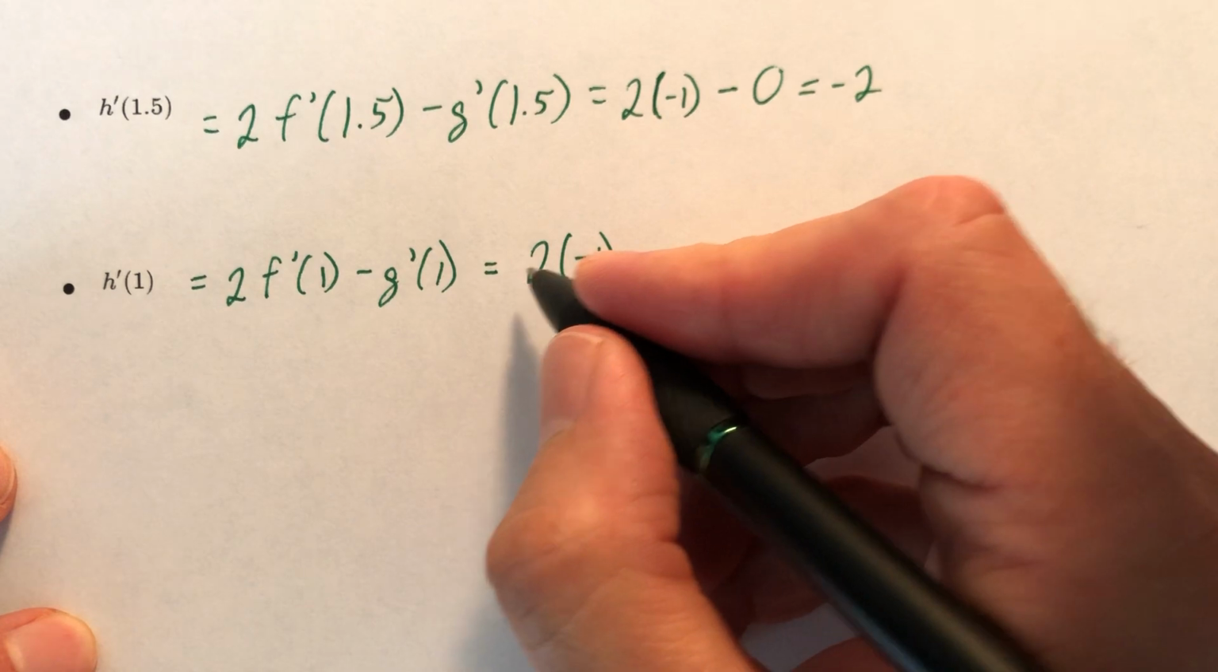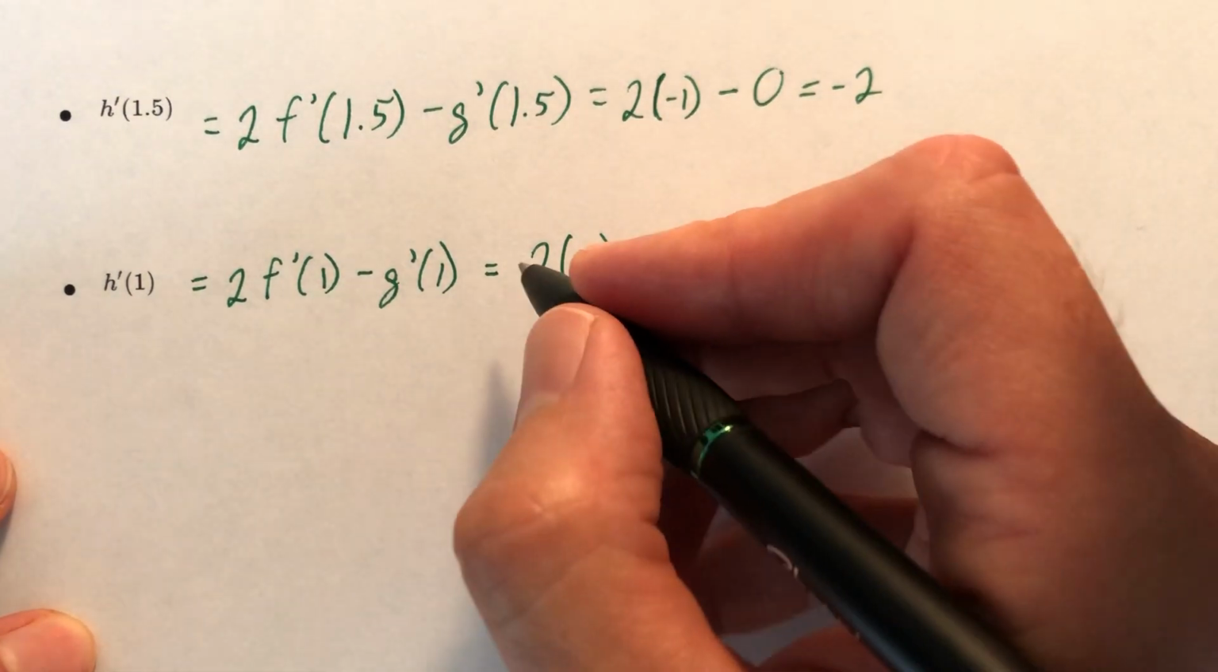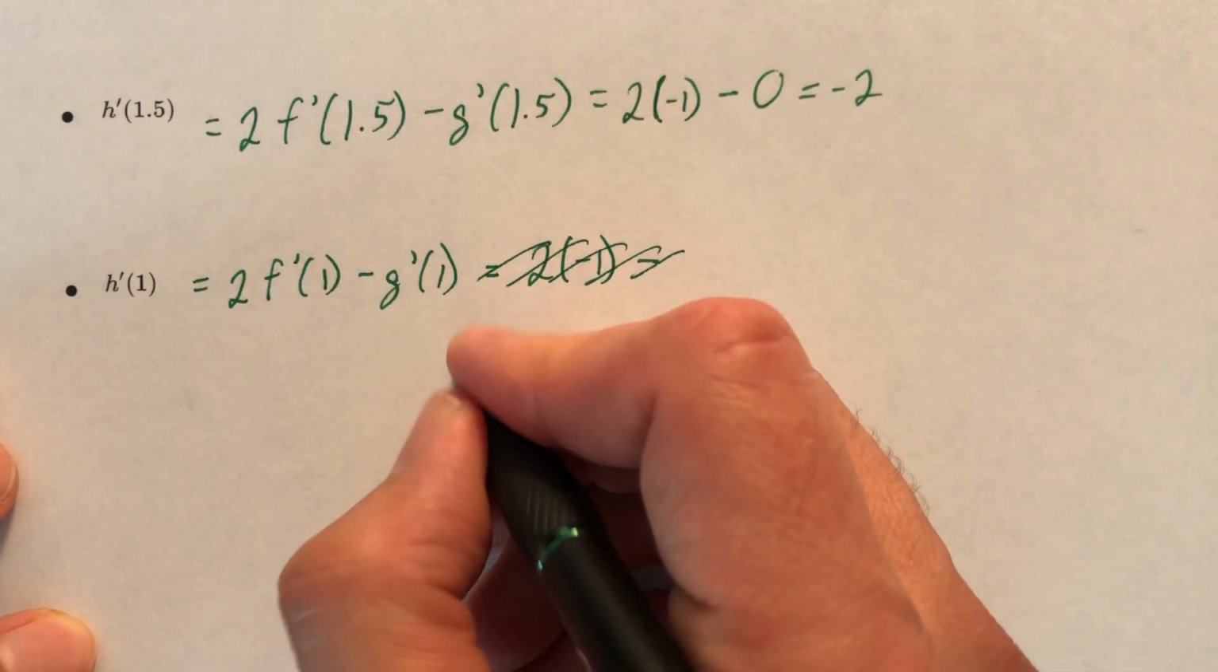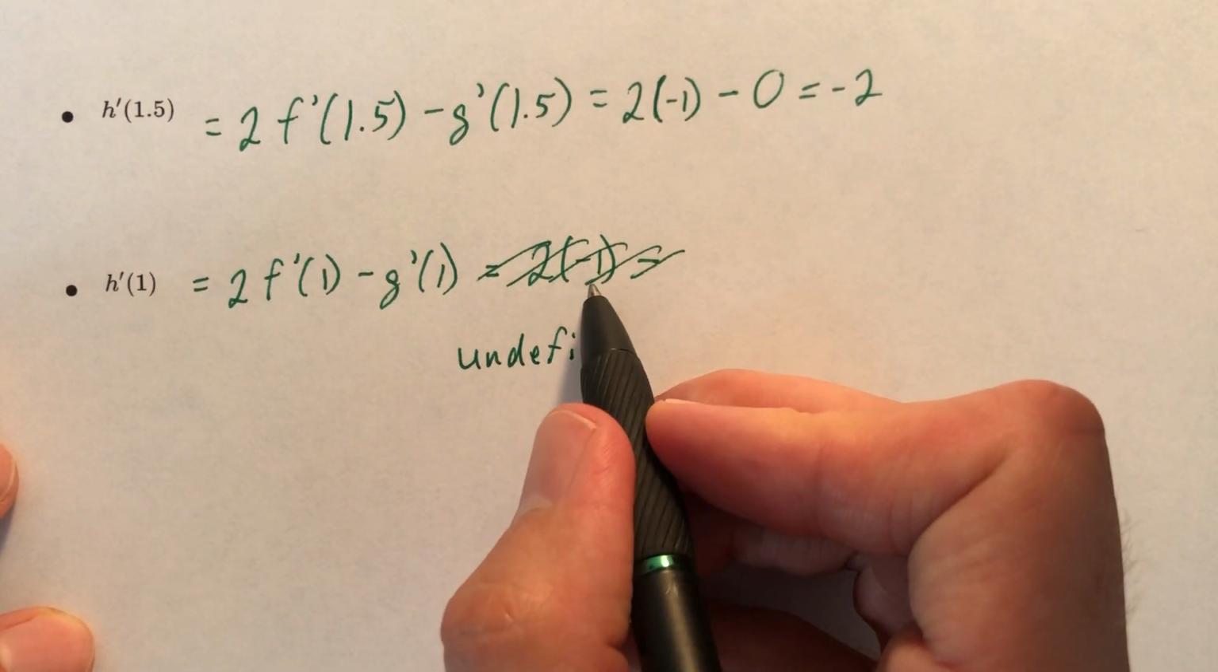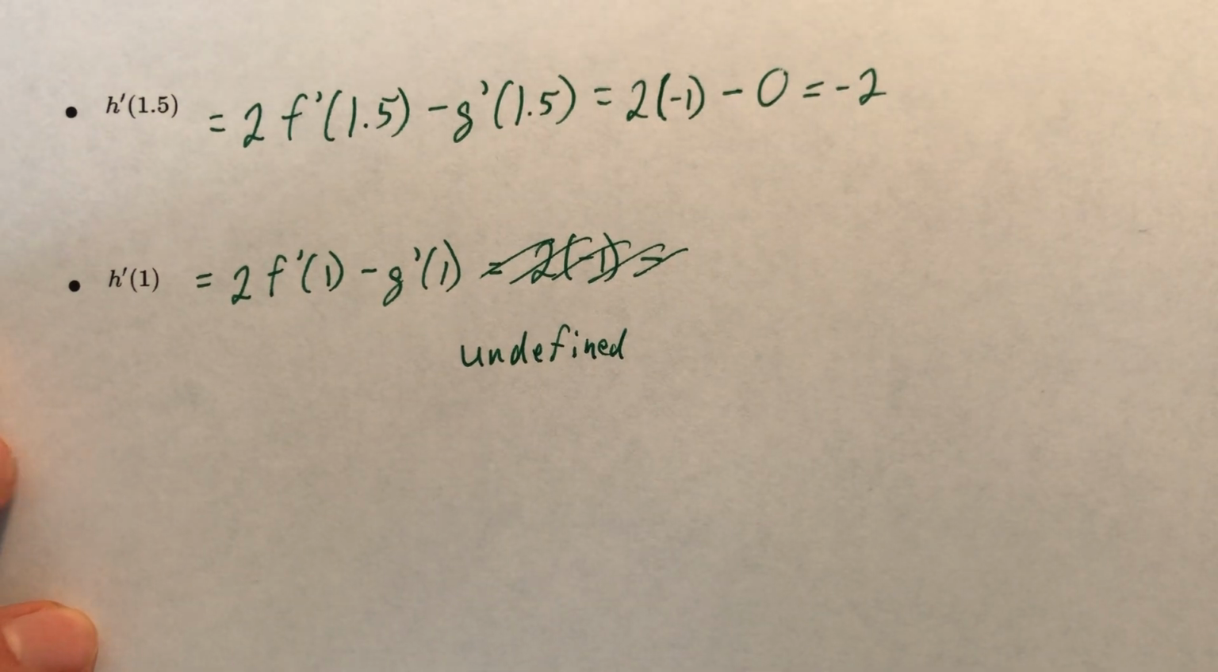So I'm going to just do something I ought not do. And I'm just going to say undefined. Because we had negative 2 here minus undefined. Oh, it's just undefined. That's what it is.